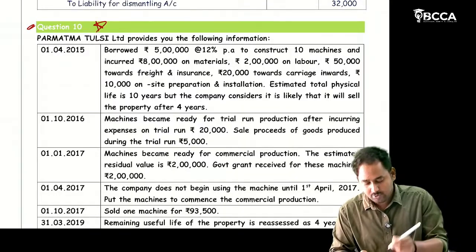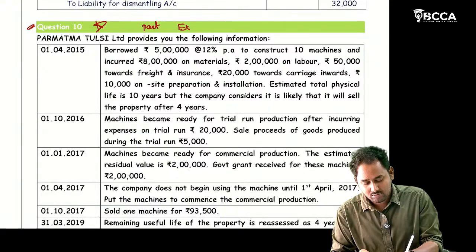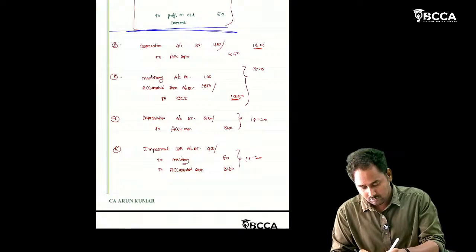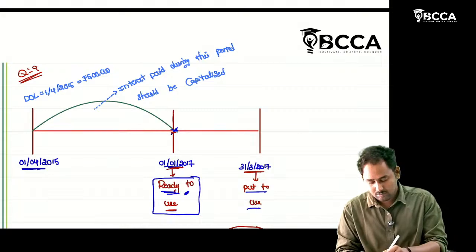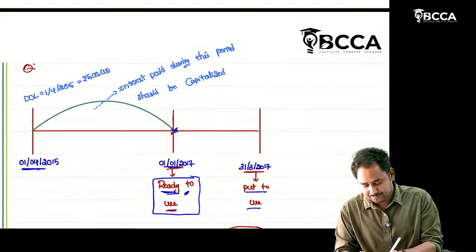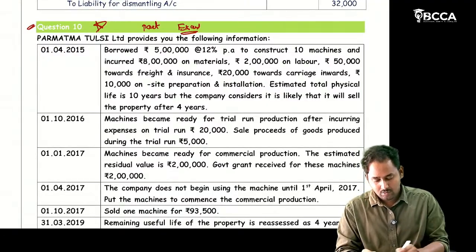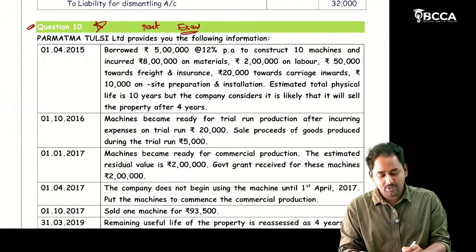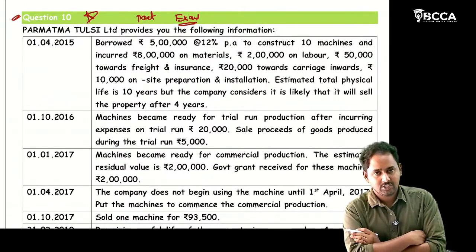So this is an important question, and this is also a past examination question. Question number 10. On 1/4/15, borrowed 5 lakh rupees at the rate of 12% per annum to construct a machine. So they borrowed at 12% per annum to construct a machine.